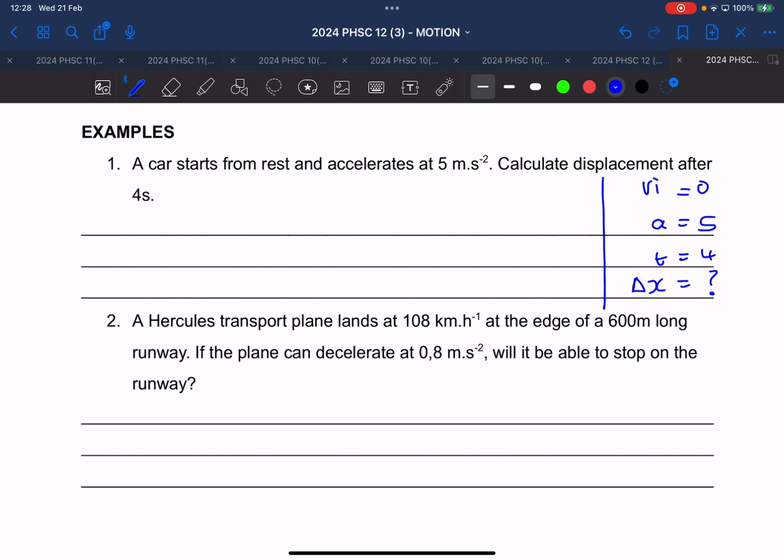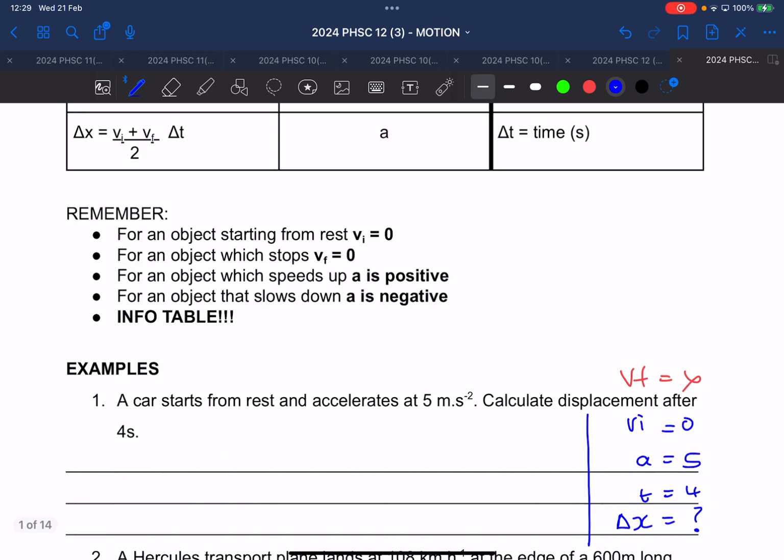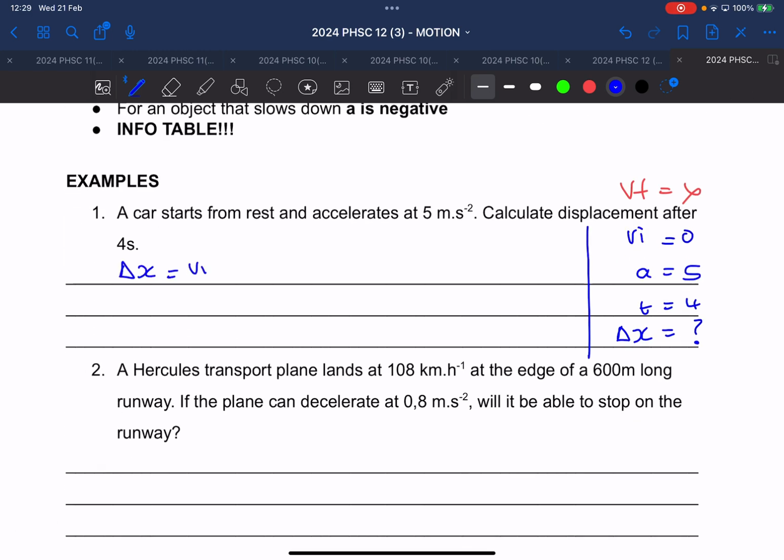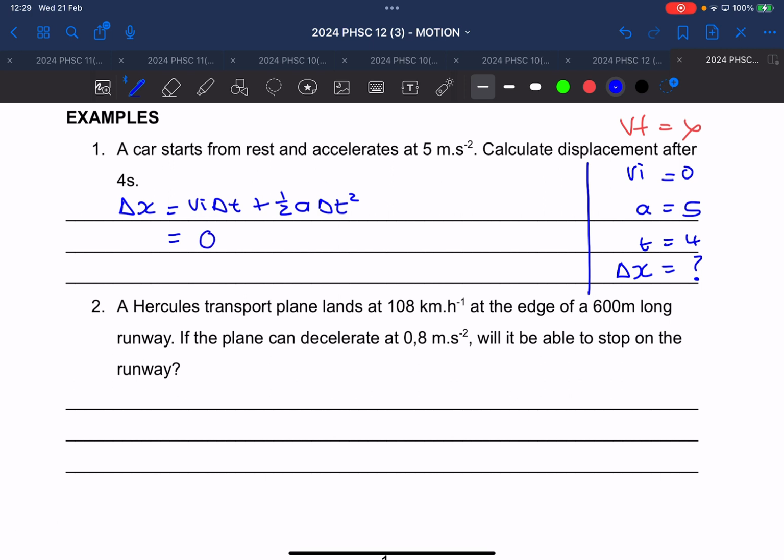Delta x. So then I tell myself I do not have final velocity. So I need a formula that does not have final velocity in it, which is the second one. Delta x is vi delta t plus a half a delta t squared. Right, then you substitute your values. Remember, you must substitute all the zeros. So initial velocity is 0, so you show that. Plus a half, the acceleration is 5, time is 4.